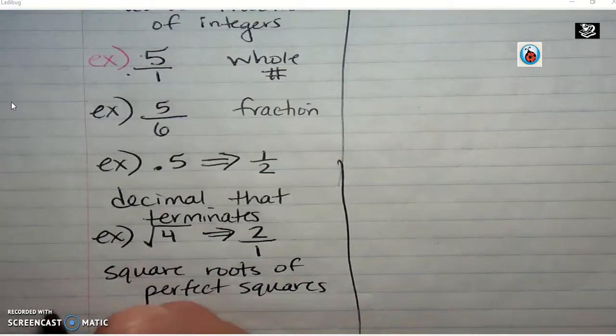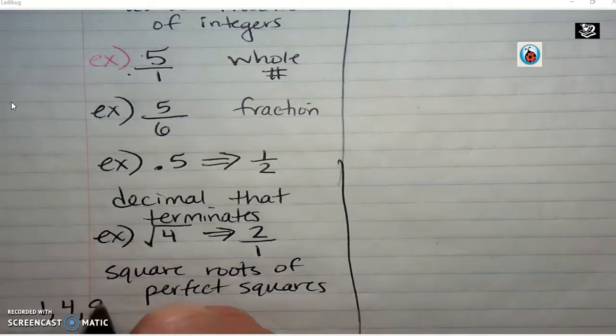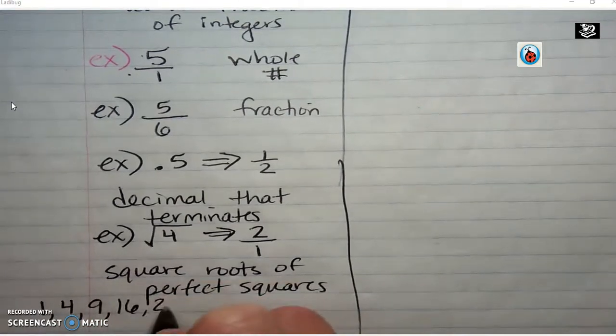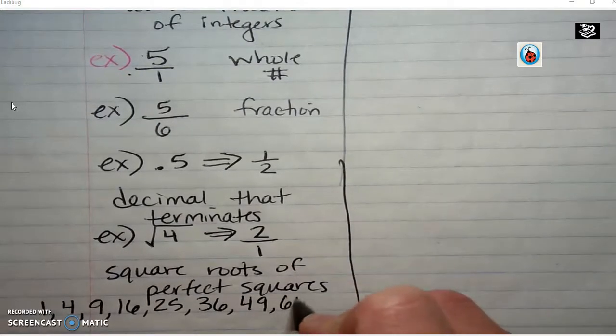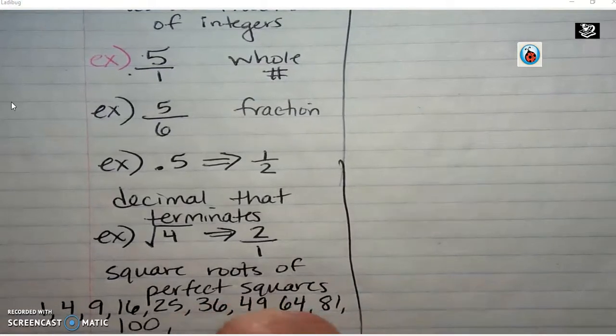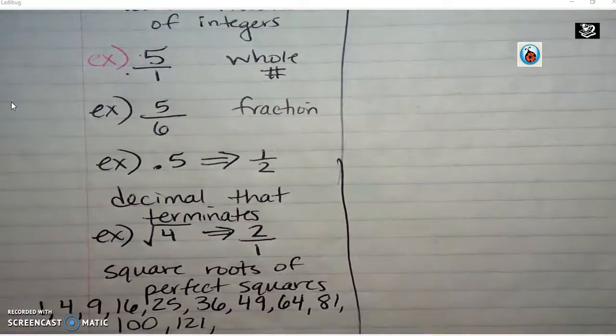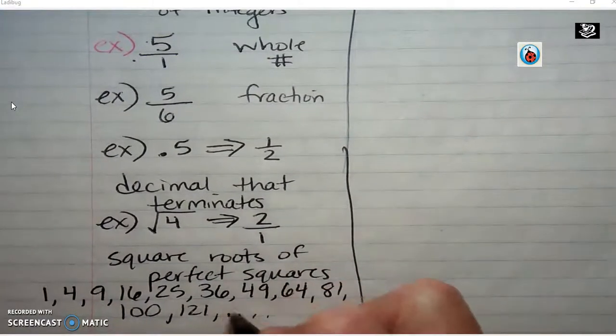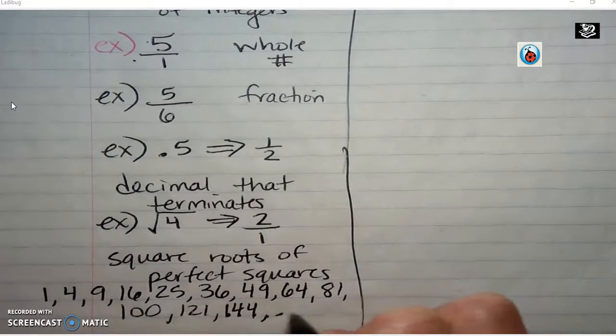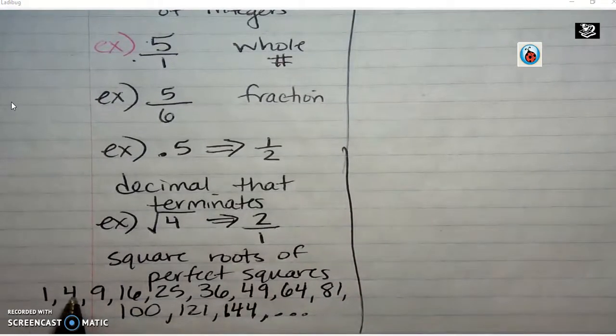Remember, your perfect squares are 1, 4, 9, 16, 25, 36, 49, 64, 81, 100, 121, and the list goes on, but you shouldn't really have to worry about too many more of those. I will put 144. This is 1 times 1, 2 times 2, 3 times 3, 4 times 4, 5 times 5, 6 times 6, 7 times 7, 8 times 8, 9 times 9, 10 times 10, 11 times 11, 12 times 12, and you get it. So the list goes on forever.